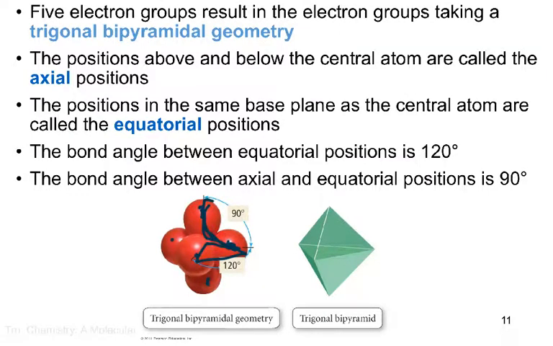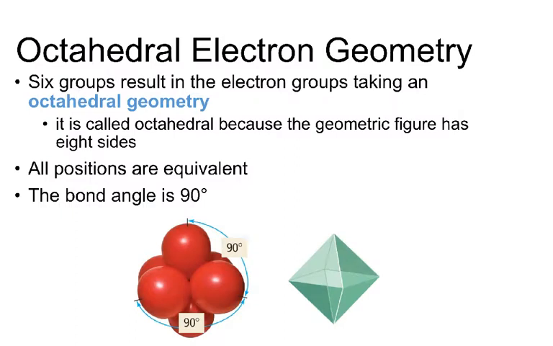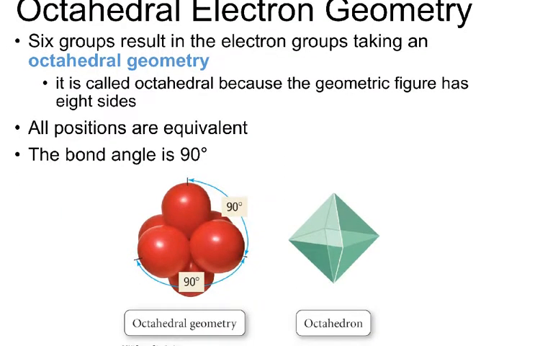And it's called trigonal bipyramidal because if you look at this shape down here, you can see 2 triangular pyramids stacked on top of each other. So trigonal bipyramidal. Then our last group is 6 groups around. That's called an octahedral geometry. And it makes an octahedron, which is a geometric figure that has 8 sides. All the positions are equivalent and all the bond angles are 90 degrees.